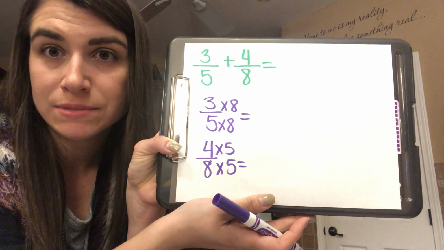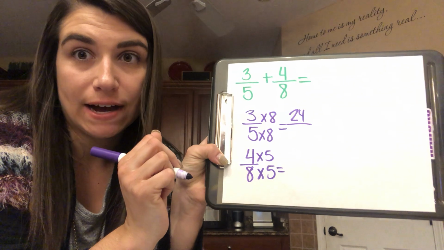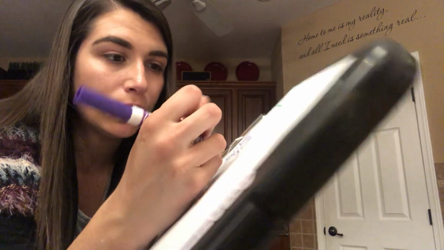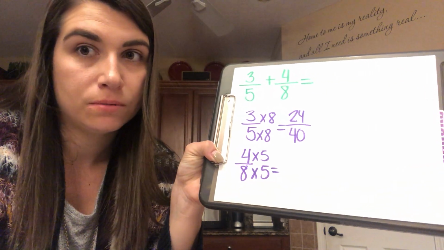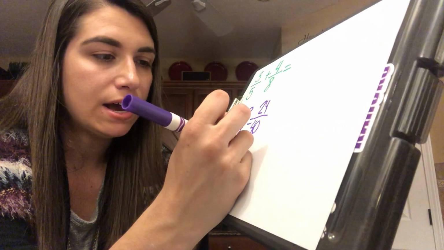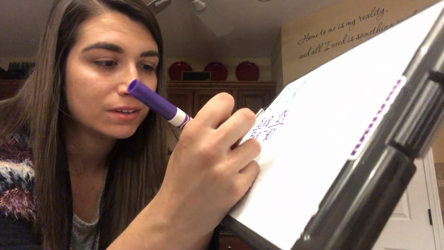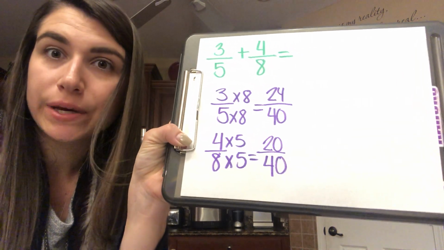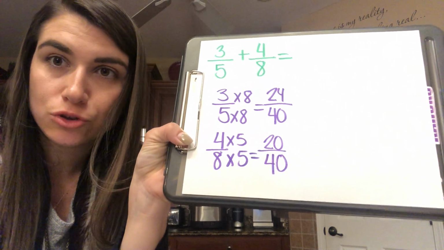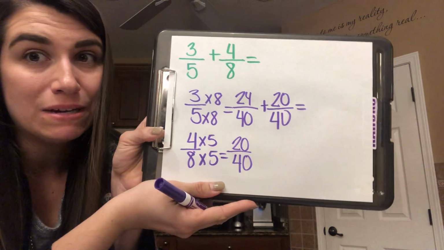So 3 times 8, oh my goodness, is 24. And 5 times 8 is 40. Oh my goodness, we have 24/40. Whoa. And then 4 times 5 is 20. And 8 times 5 is 40. So now our denominators are the same. We have 24/40 and 20/40. So we can add those two together now because you can only add fractions that have the same denominator.